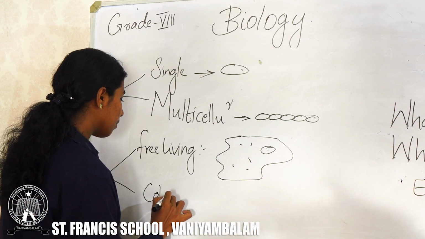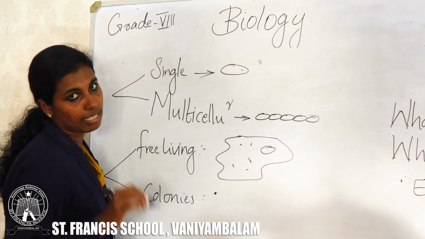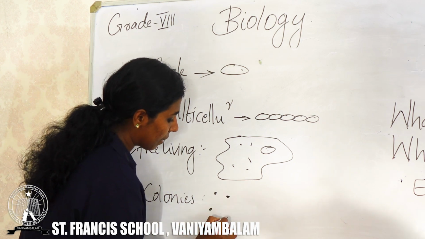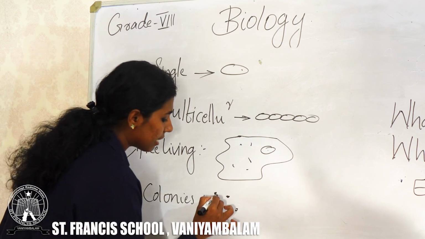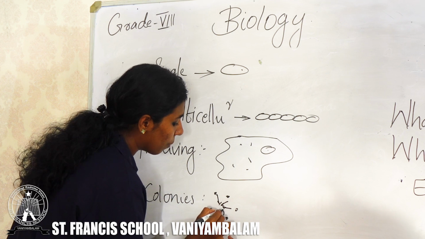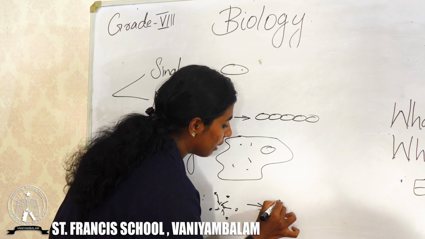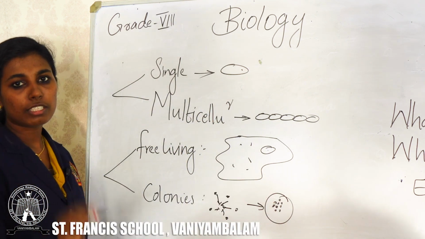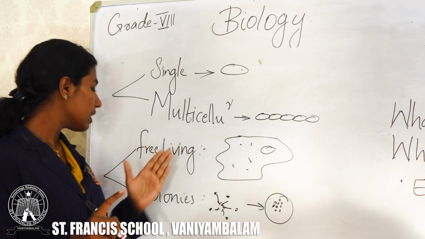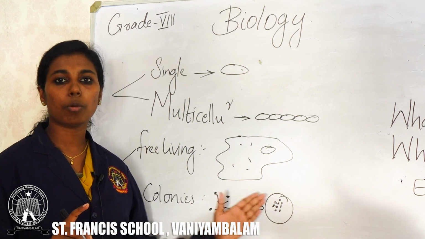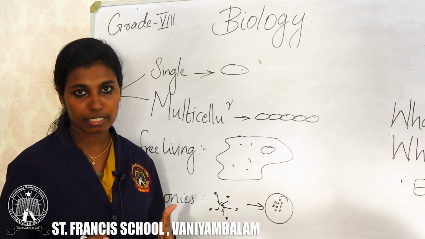Some microorganisms will form colonies. That means, for example, suppose this is a bacteria, this is another bacteria, this is bacteria, these are five different bacteria. They can't live alone. So, they decided to come together and form a colony just like this. This is a colony. So, some microorganisms may live alone, that means free living, or some may be present as colonies. That means two or more cells come together and form a colony. This is how microorganisms exist in nature.